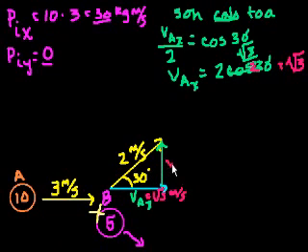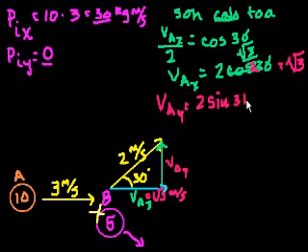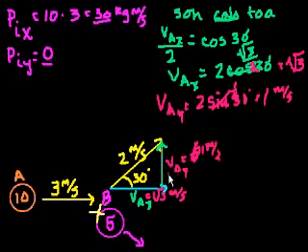And what is the velocity of A in the y direction? Well, hopefully this is second nature to you as well, but this is opposite over hypotenuse, which is equal to the sine of 30. So VA in the y direction is equal to 2 times the sine of 30 degrees. Sine of 30 degrees is 1/2, and 1/2 times 2 is equal to 1 meter per second. So after the collision, A is moving at 1 meter per second in the upwards direction, and it's moving at square root of 3 meters per second in the rightwards direction.